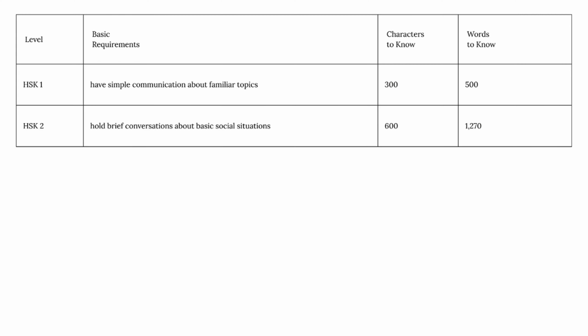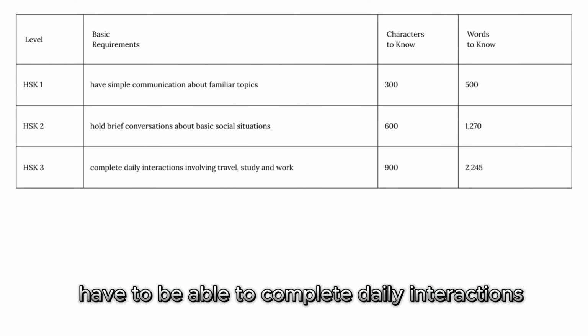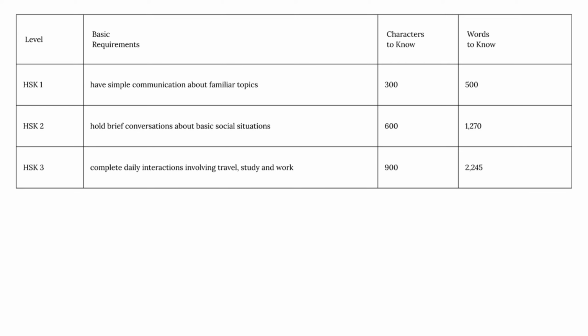For HSK 2, you have to hold brief conversations about basic social situations. Characters to know 600, words to know 1,270. HSK 3, you have to be able to complete daily interactions involving travel, study, and work. 900 characters to know, 2,245 words to know.